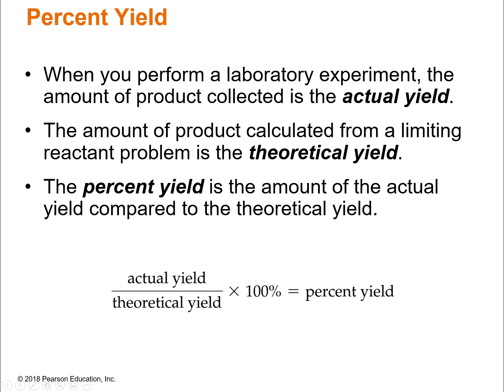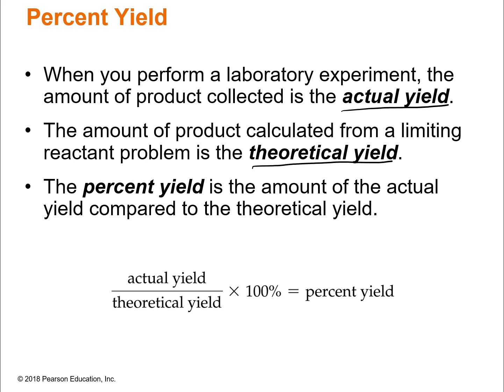The final concept for this chapter is percent yield. When you're doing chemistry in the real world, things don't always work out perfectly. In fact, they never do. So when you're doing a reaction, the amount of product that you make is actually called the actual yield. What we've been calculating with these different stoichiometry problems is the theoretical yield. That's the maximum amount of product that you would make if everything aligned properly in a perfect world.